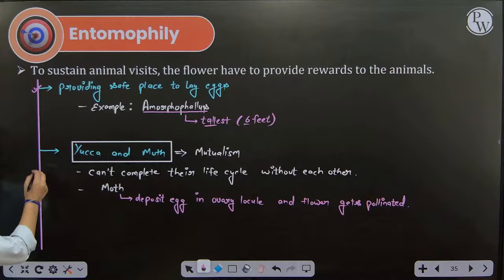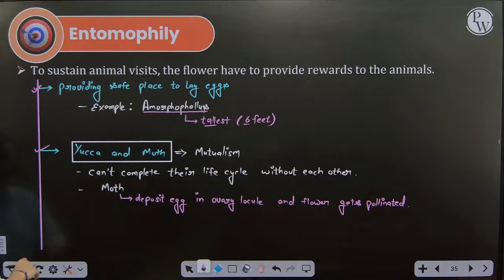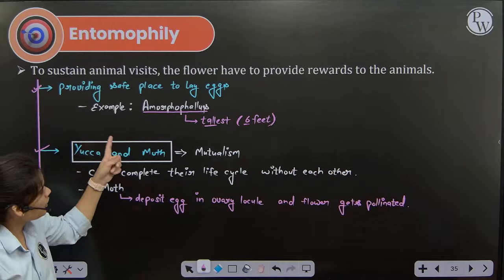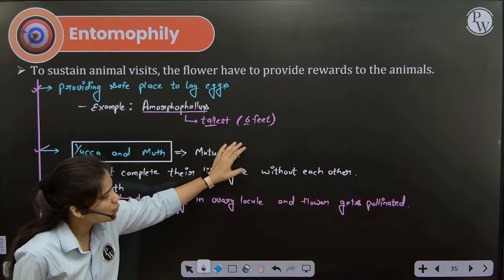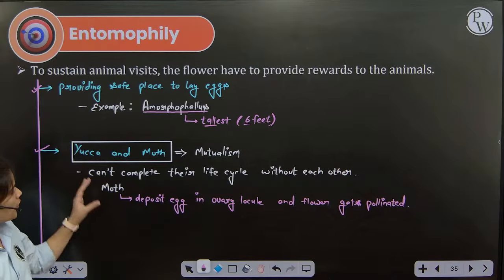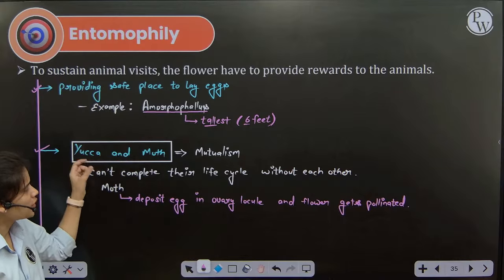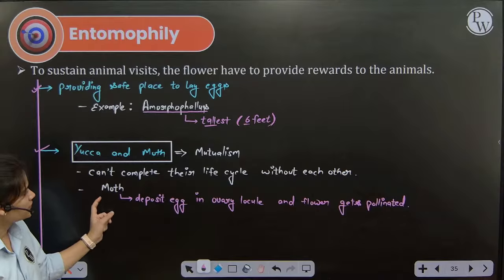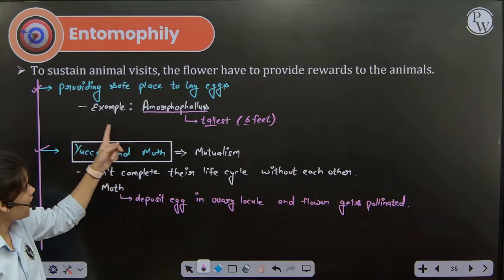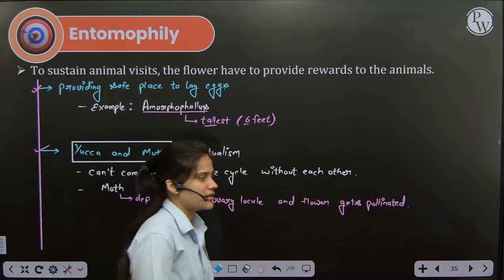Then another relationship is between yucca and moth. The scientific name of the yucca plant is Sonuba yuccacella. It is only pollinated by its pollinating agent, that is the moth. They both show mutualism together. Both get benefited. They cannot complete their life cycle without each other. Both these species get mutually benefited by this interaction. The moth deposits eggs in the ovarian locule of the yucca plant. As a result, this flower gets pollinated.